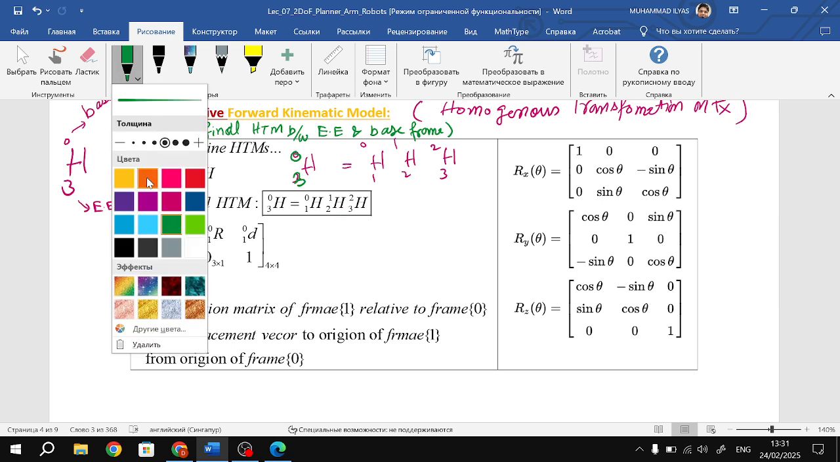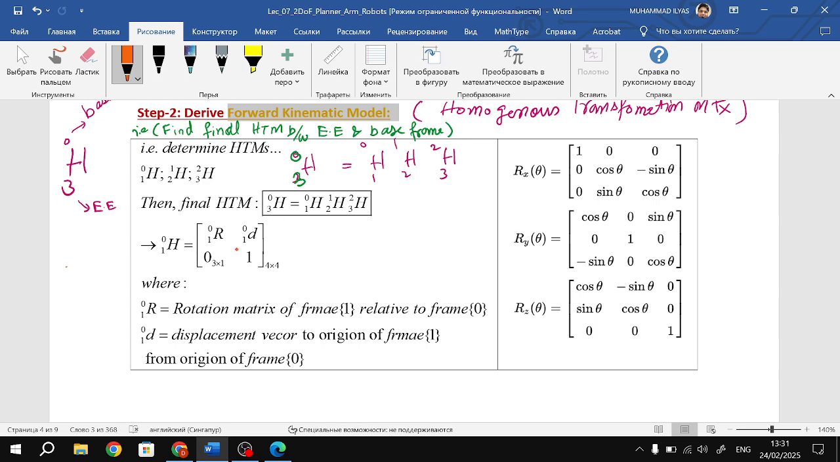We have studied this whole process of how to get the homogeneous transformation matrix, but I will not go into detail. Just for review, I put the rotation matrices here, but mostly we'll use this one, rotation about the z-axis, because we are dealing with a planar robot. If your robot is planar, it means that our rotation is always about the z-axis. So we use this rotation matrix.